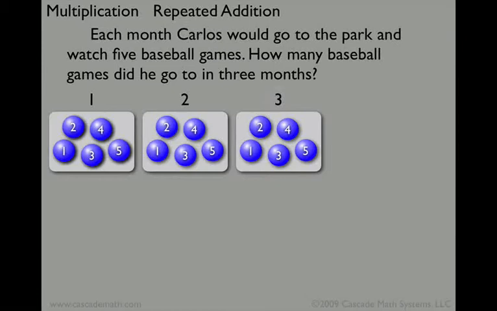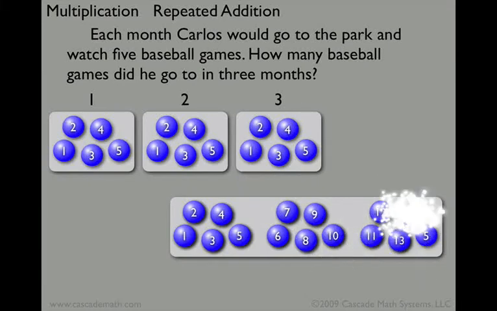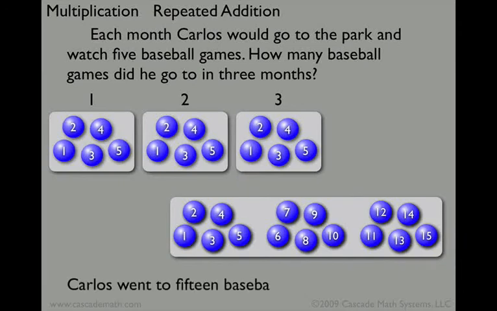Let's count the number of balls in our new set. 1, 2, 3, 4, 5, 6, 7, 8, 9, 10, 11, 12, 13, 14, 15. If Carlos went to 5 baseball games in a month, he would attend 15 baseball games in 3 months. 3 times 5 equals 15.